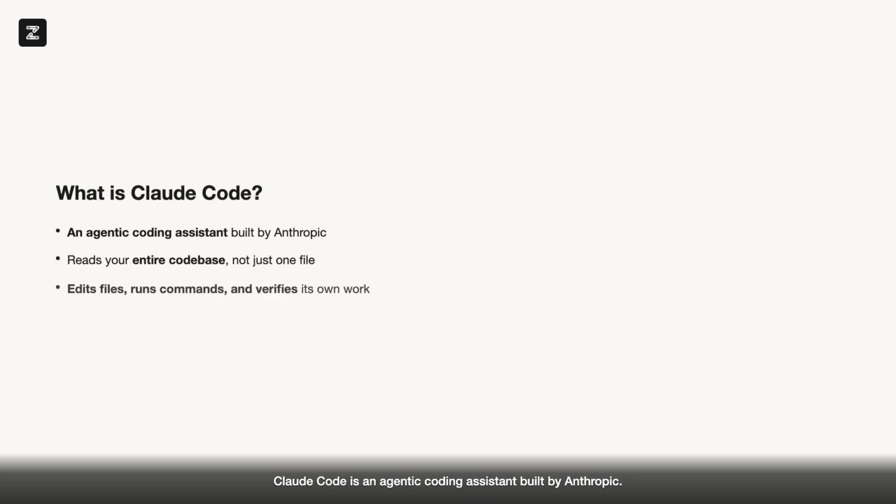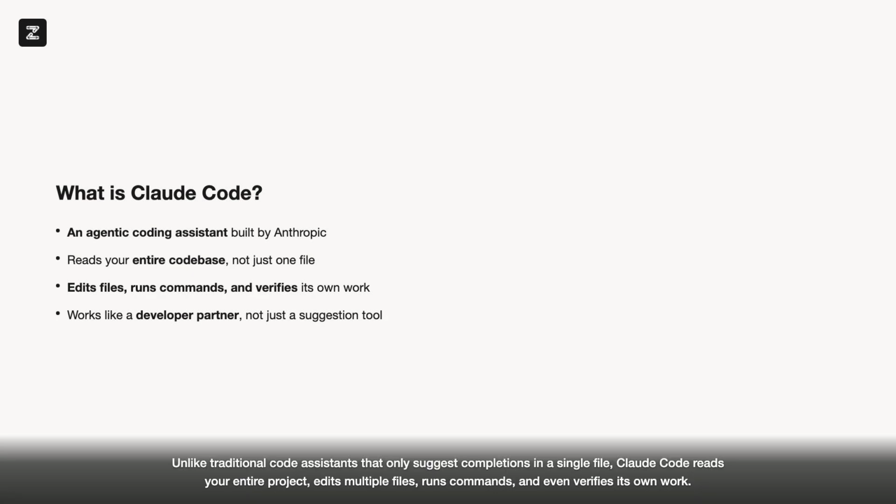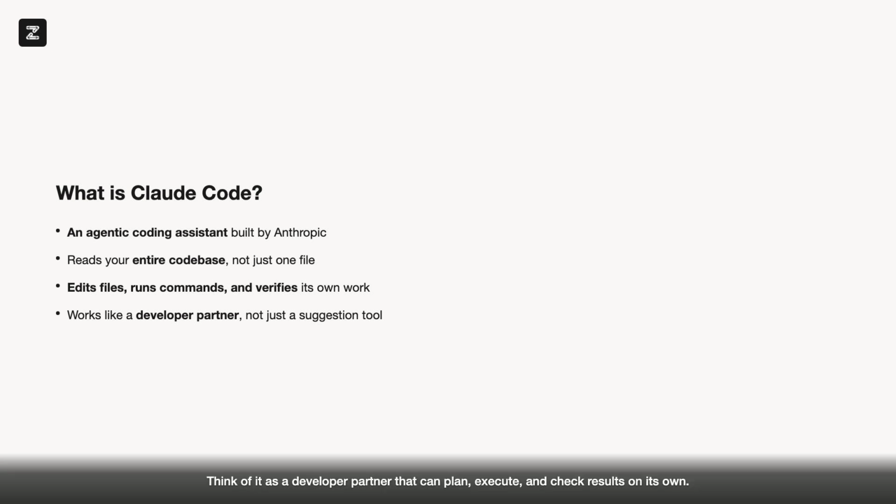Claude Code is an agentic coding assistant built by Anthropic. Unlike traditional code assistants that only suggest completions in a single file, Claude Code reads your entire project, edits multiple files, runs commands, and even verifies its own work. Think of it as a developer partner that can plan, execute, and check results on its own.